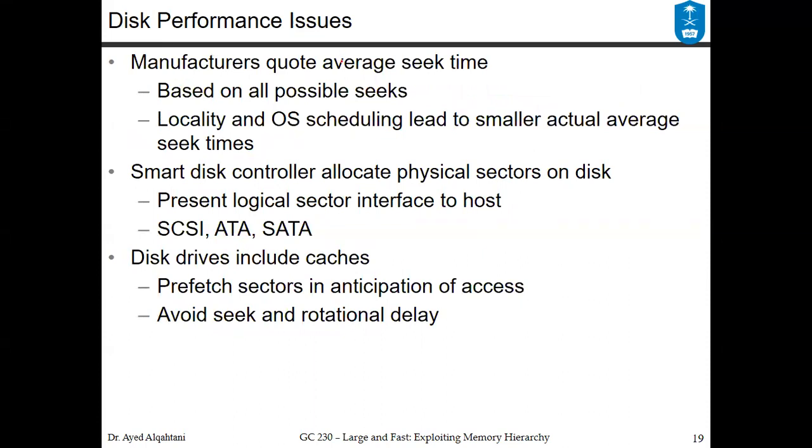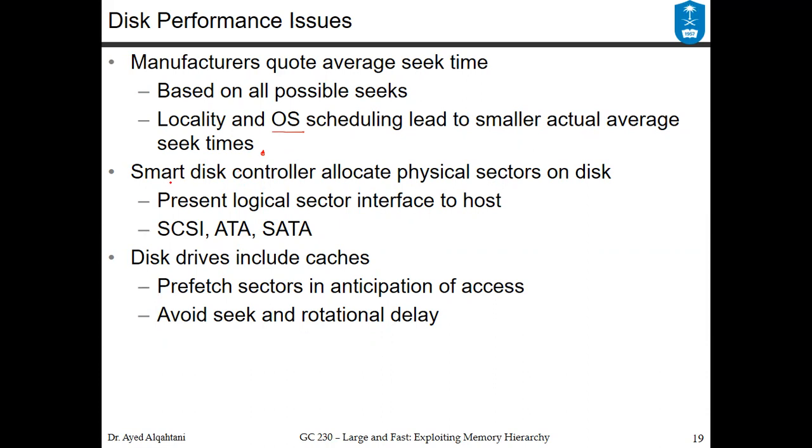At this point, the disk performance issues: the manufacturer quotes the average seek time based on all the possible seeks. The locality and the operating system scheduling lead to a smaller actual average seek time, and this is good news. By the way, this is not the job of the user. It's the job of the operating system to make sure it's optimizing its algorithms to make a really smaller actual average seek time.